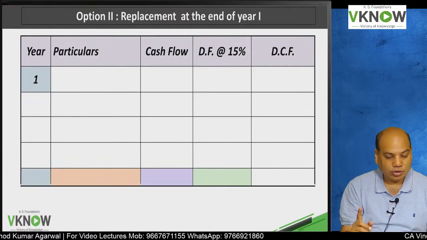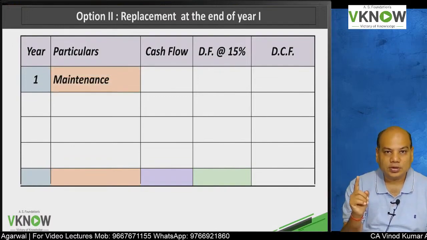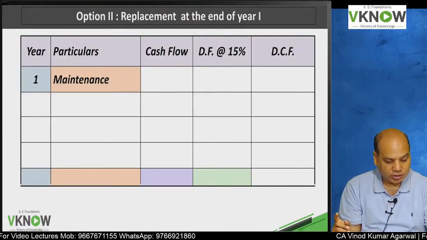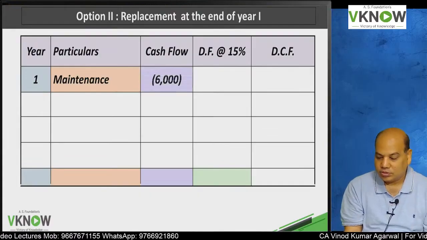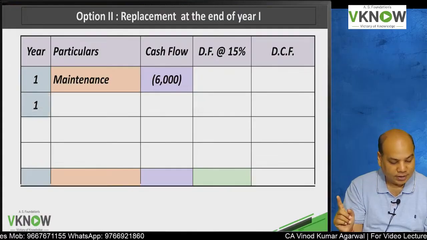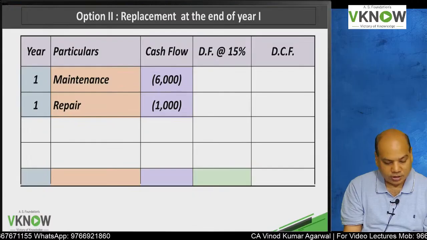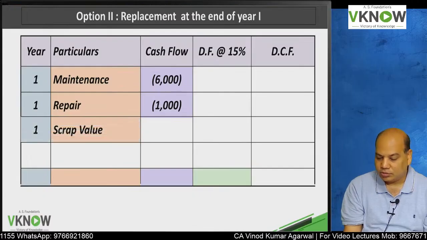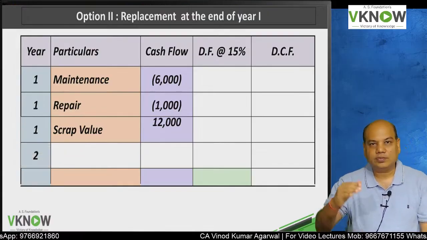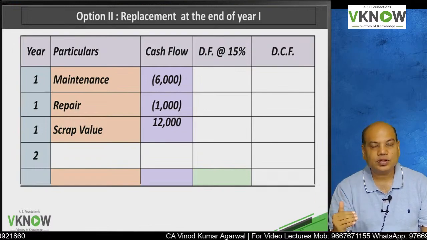So in year 1 you are going to use the old asset. You have decided to use the old asset for year 1 and then replace it. So what is my year 1 maintenance cost? 6,000. Then year 1 repair cost, 1,000, and you will get scrap value 12,000.